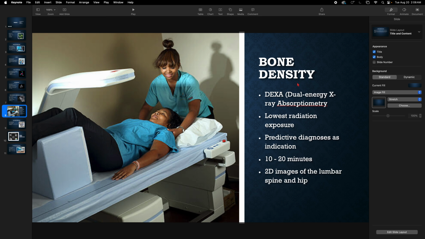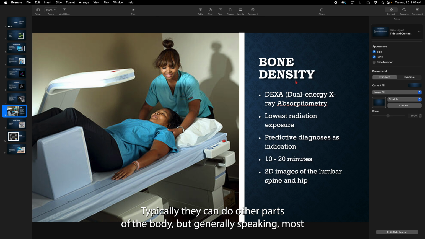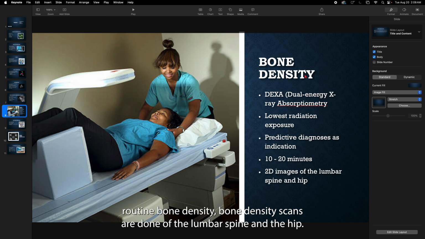All right? How long does it take? Between 10 and 20 minutes. And you get 2D images of the lumbar spine and the hip. Typically, they can do other parts of the body, but generally speaking, most routine bone density scans are done of the lumbar spine and the hip.